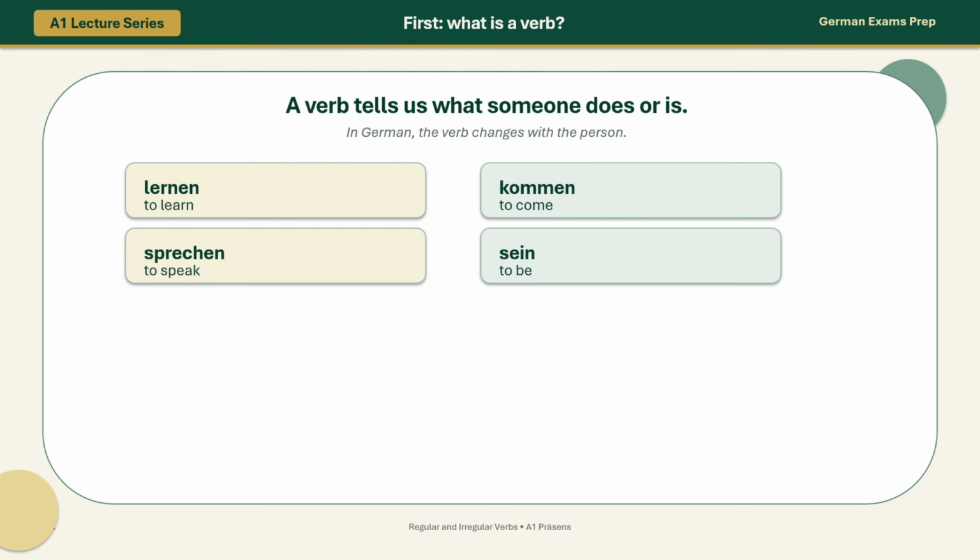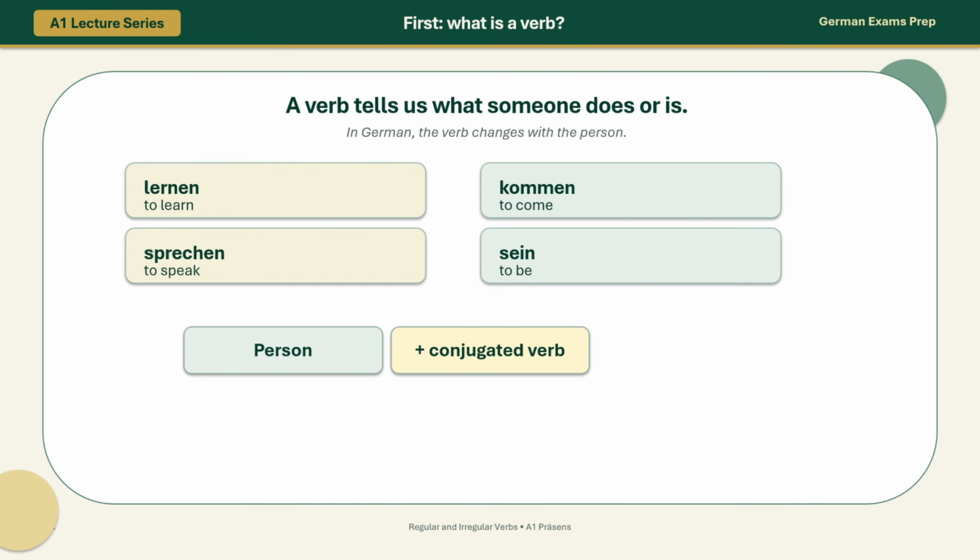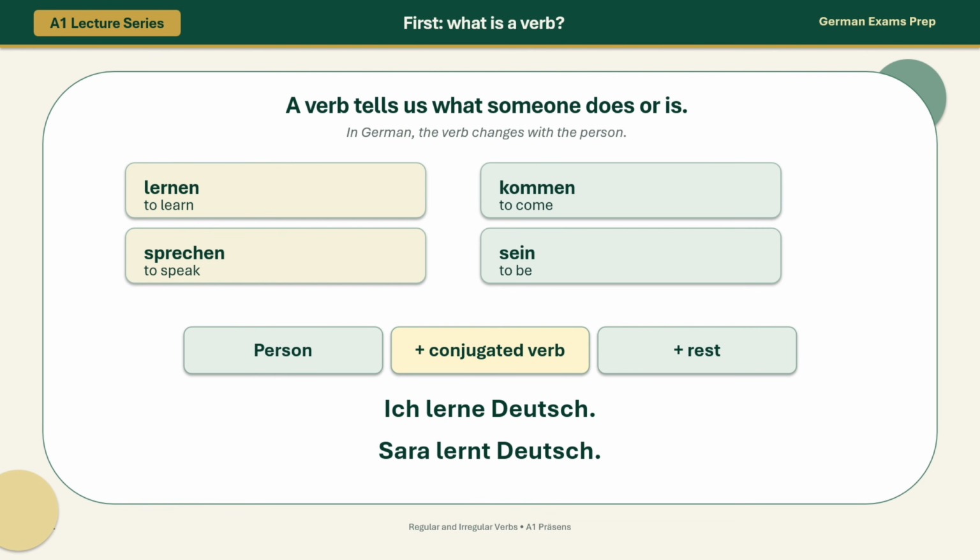In German, we do not use the same verb form for every person. The verb changes with the person. For example, if I want to say, I learn German, I would say, ich lerne Deutsch. But if I want to say, Sarah learns German, I would say, Sarah lernt Deutsch. So always look at the person first.